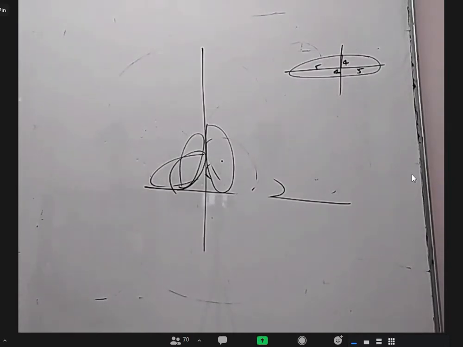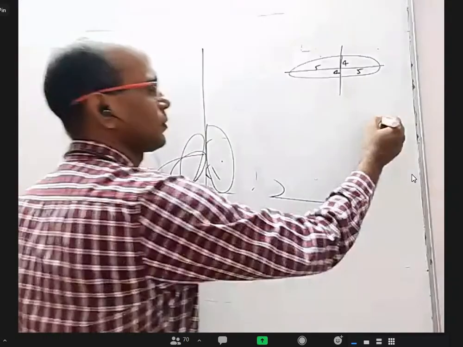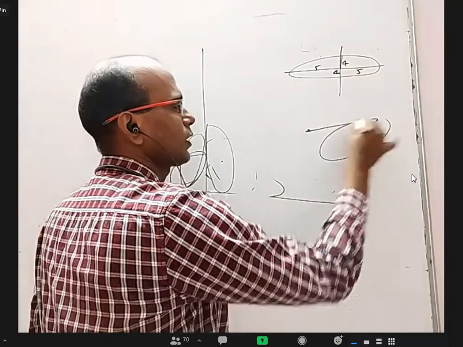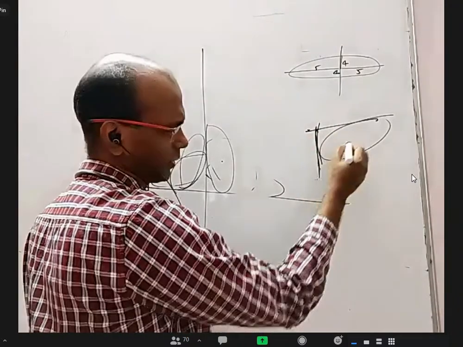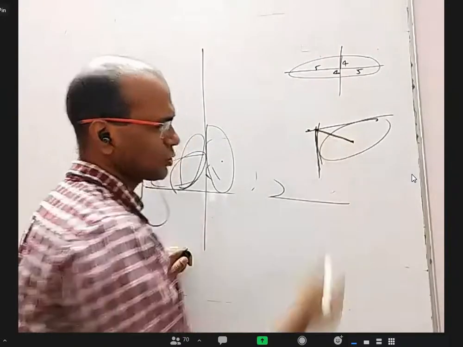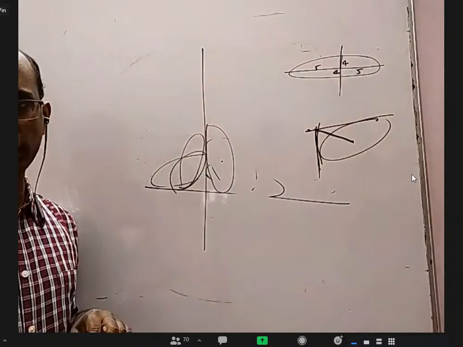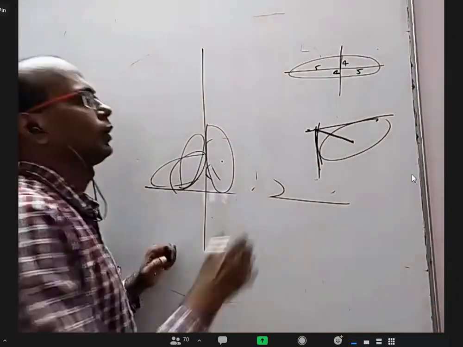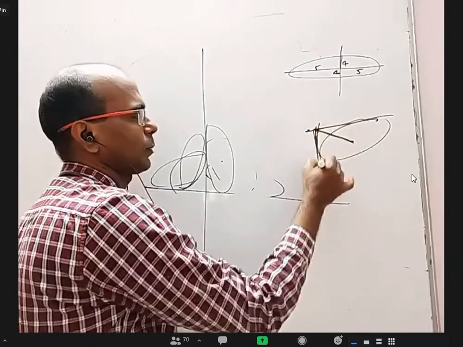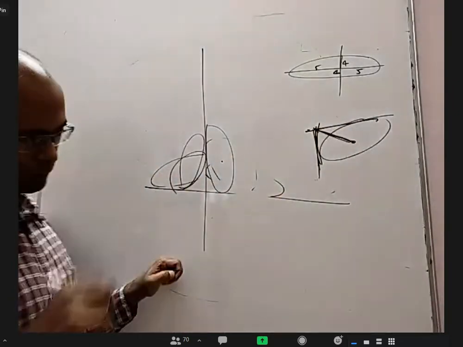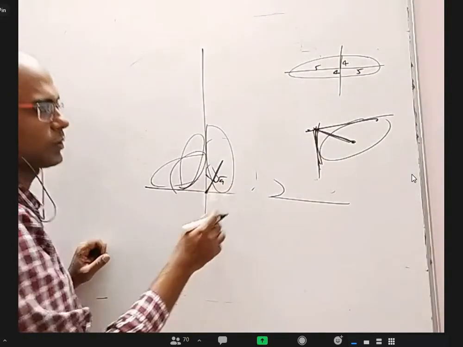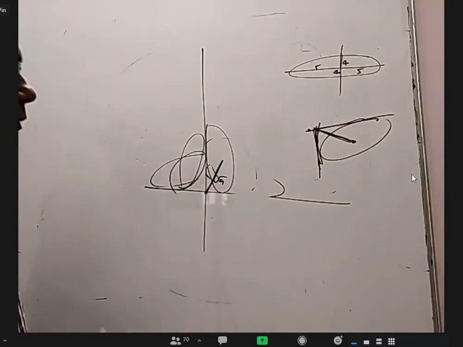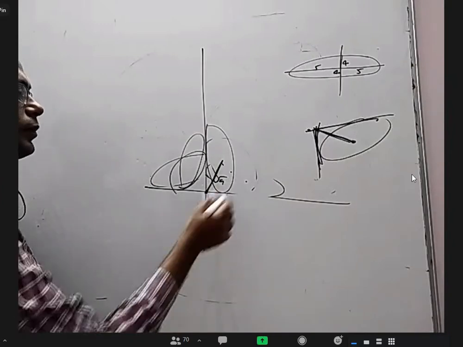So the basic point is, even if it's rotated, the ellipse doesn't matter. From a point, if you are able to draw two perpendicular tangents, it should lie on the director circle. Means this distance should be every time root a square plus b square. Am I correct? So from here to here is always root a square plus b square. However you rotate doesn't matter. It may be here, it may be here, it may be here.